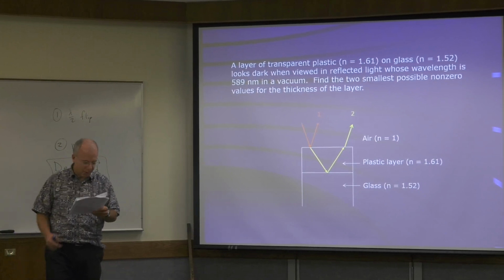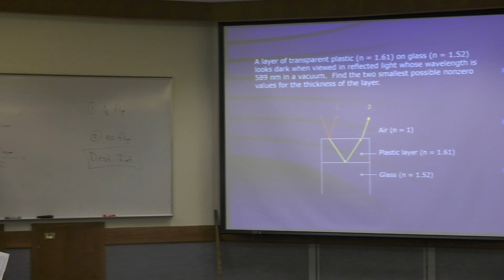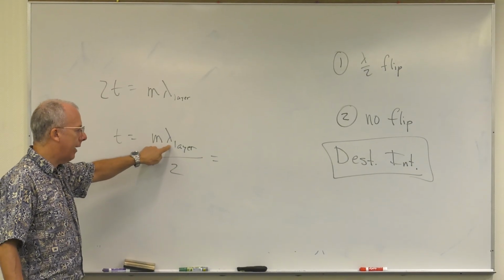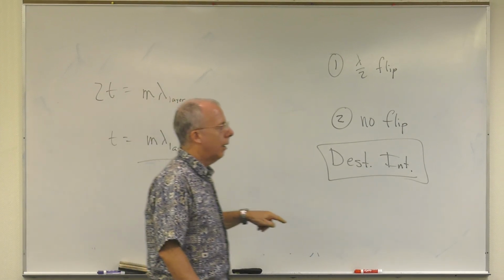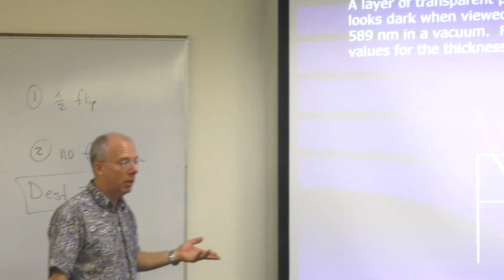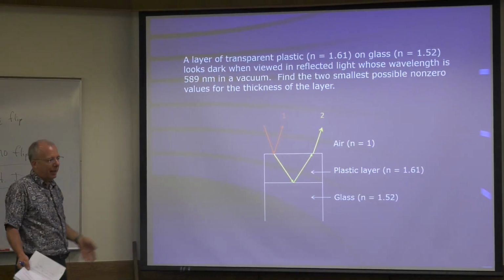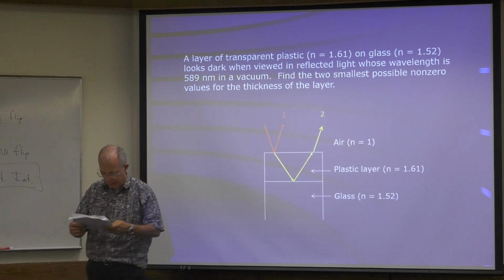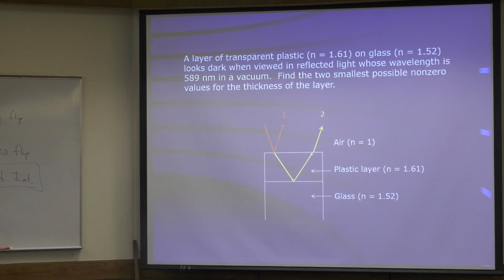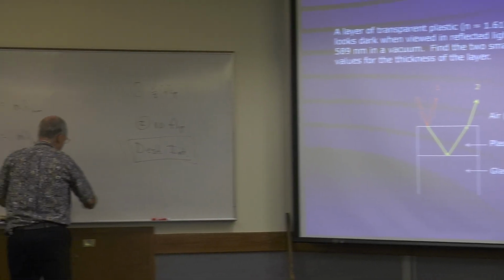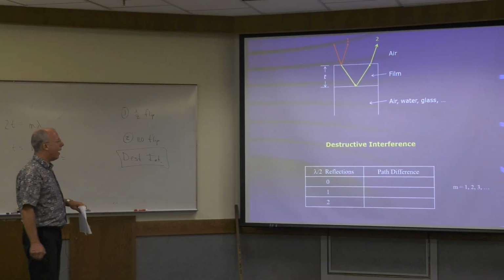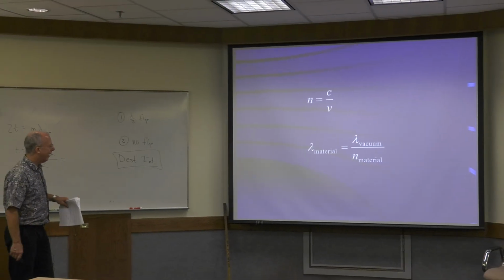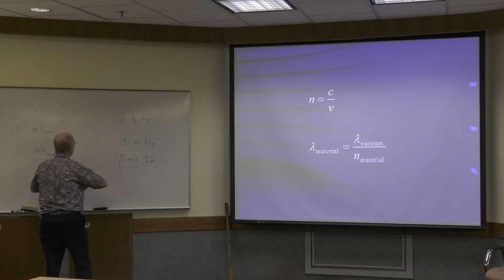Okay, so we're back to this problem. We said that the thickness has to be an integer times the wavelength of light in the layer divided by 2. But they never give you the wavelength of light in a layer. They give you the wavelength of light in a vacuum, because that's what people know and what they measure. So now you have to remember that formula that we learned a while ago, which I showed you a little bit ago. Oh, there it is. You have to use this formula.